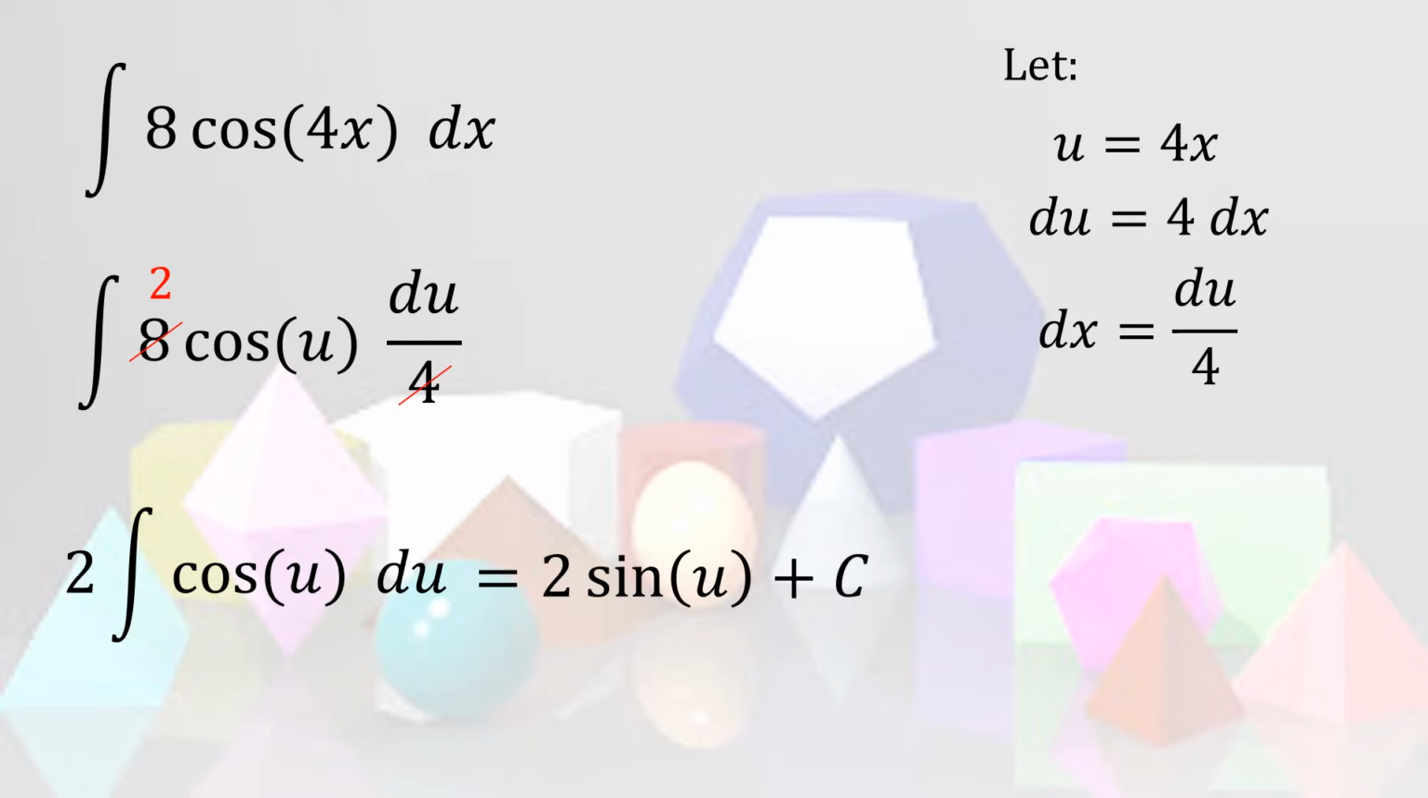Now let us integrate. So we have the integral of cosine, it is equal to sine. So therefore, we have 2 sine u plus c. Then we shall substitute the value for your u, which is equal to 4x. So therefore, we have 2 sine 4x plus c.